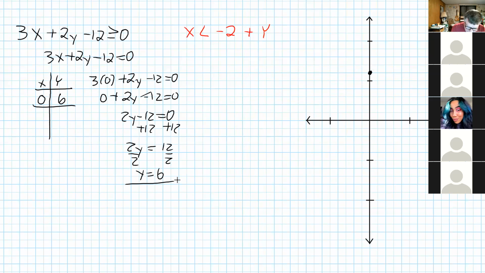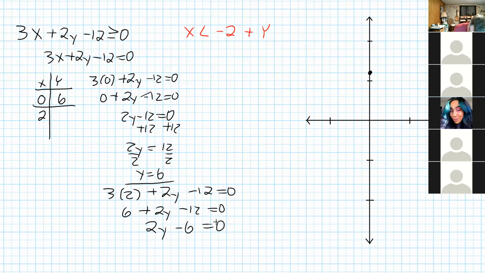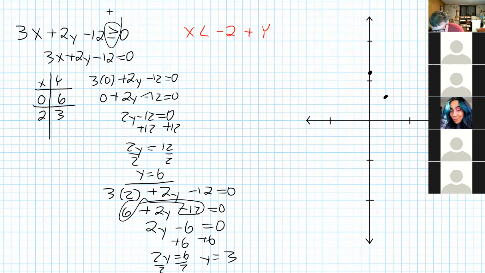No. Let's pick another value of x. How about 2? If x is 2, 3 times 2 plus 2y minus 12 equals 0. 6 plus 2y minus 12 equals 0. 2y minus 6 equals 0. Where did I get the minus 6? Combining the 6 and the minus 12. Add 6 to both sides. 2y equals 6. Divide by 2, y equals 3. So 2, 3. Okay. We see that it's greater than or equal to. So we're going to draw a solid line.